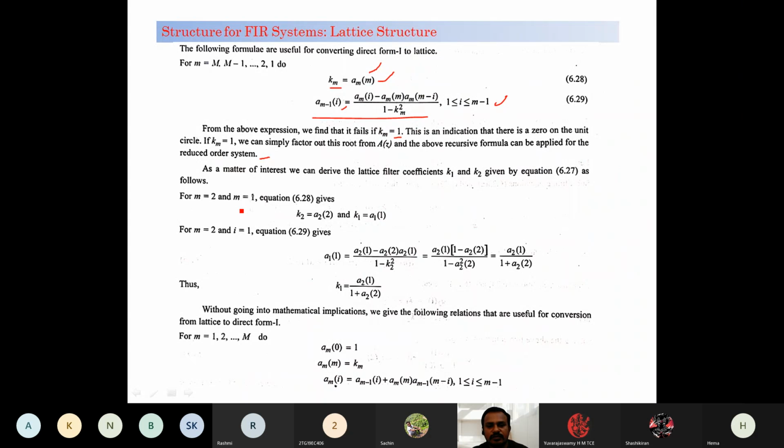So, for the overall concept, for m equal to 2, as we discussed, k2 is nothing but a2 of 2. For m equal to 1, k1 is nothing but a1 of 1. And it goes on. All the calculations with respect to the coefficients go on like this.